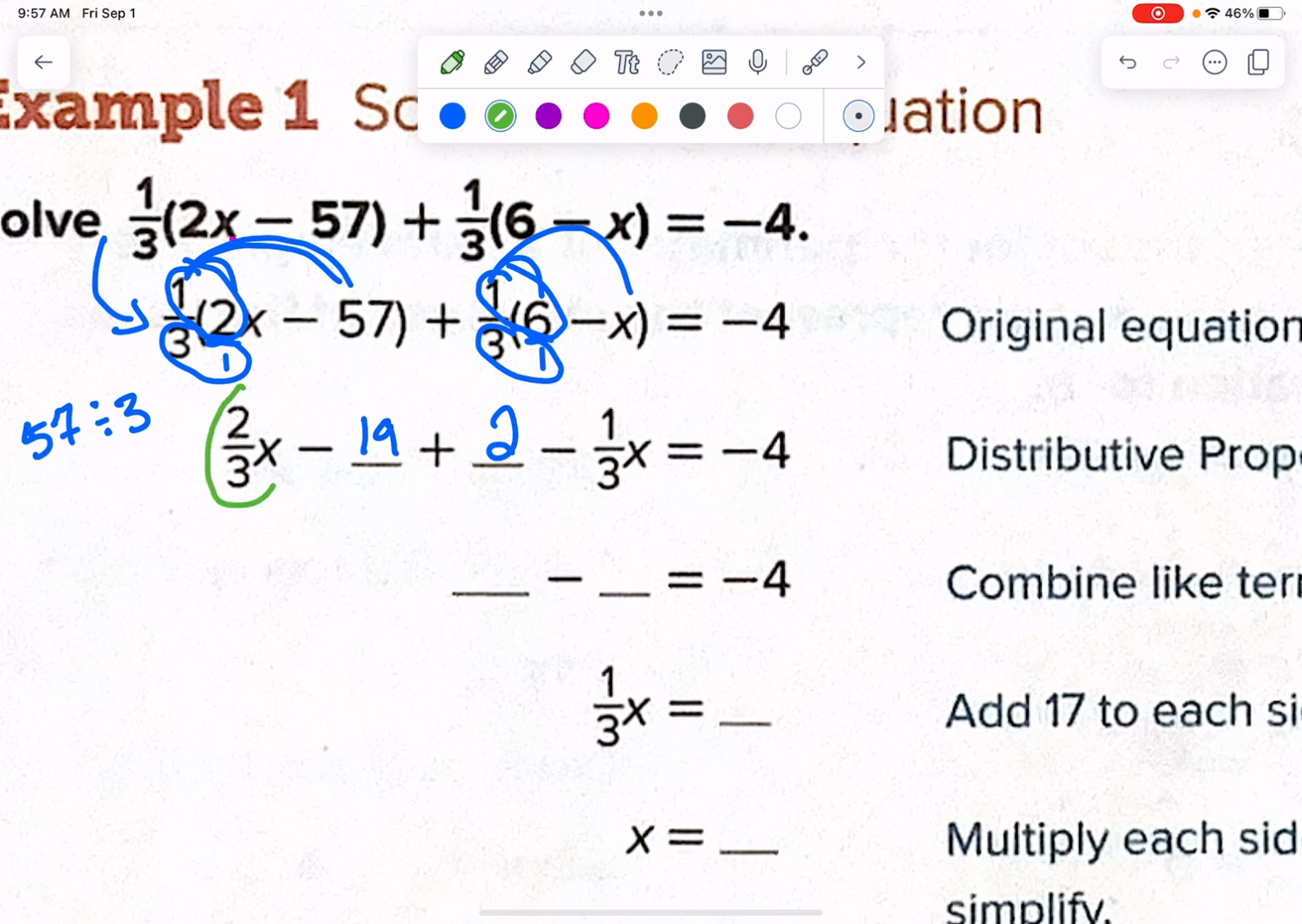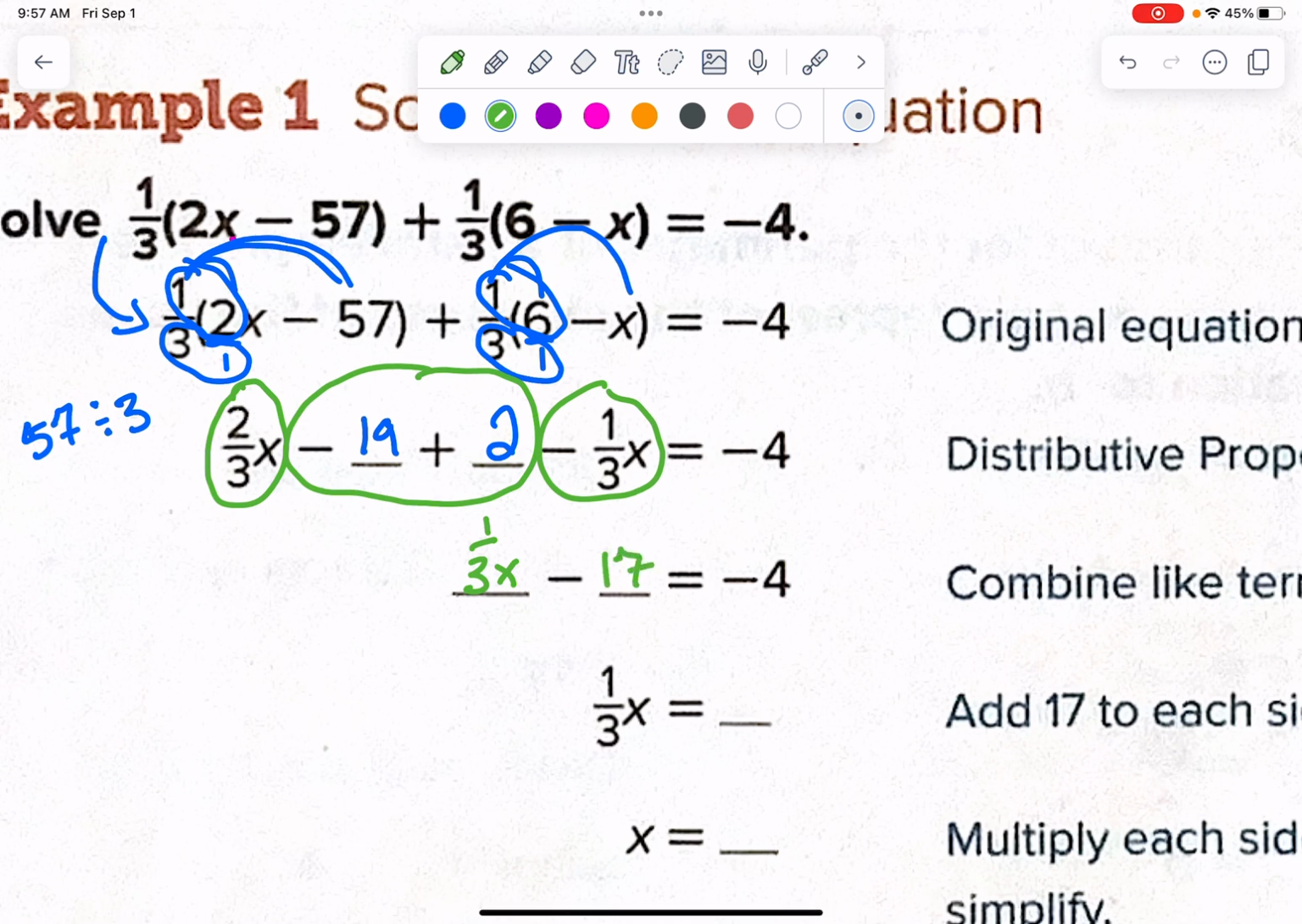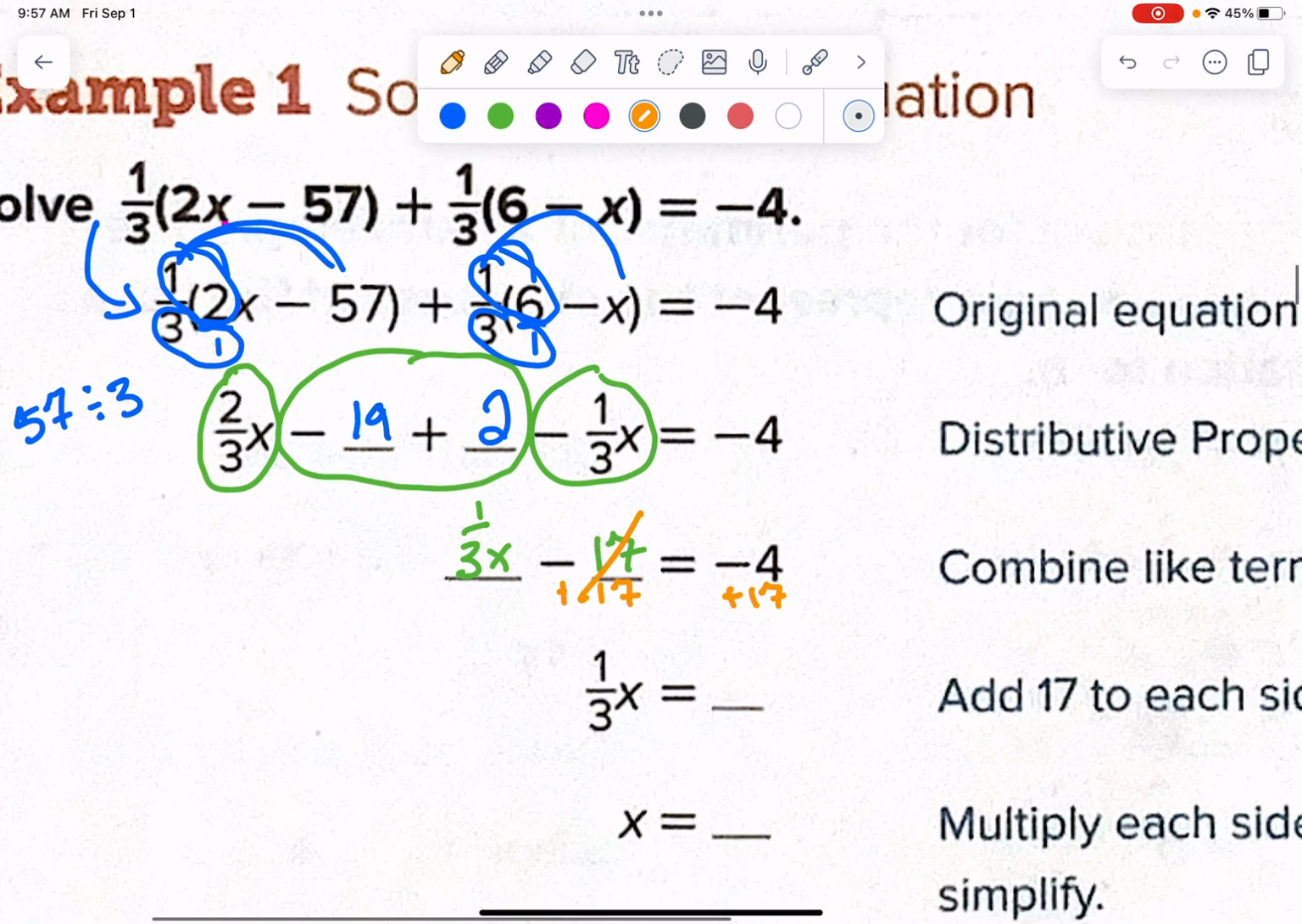So 2/3 x and -1/3 x, we can put those two together. So 2/3 minus 1/3 is just 1/3 x, okay? And then we've got negative 19 and positive 2, which is going to be negative 17. And then the negative 4 is just hanging on over there, okay? Next, we're going to add the 17 over, plus 17 plus 17, okay? And so I have 1/3 x just by himself, and negative 4 plus 17 is going to be 13, okay?